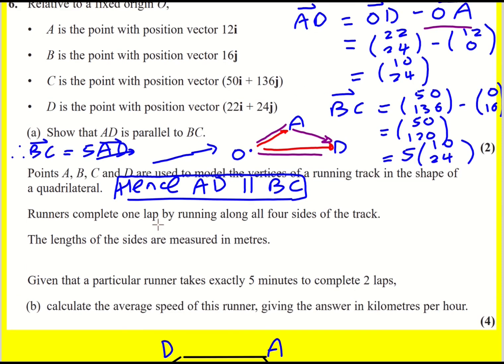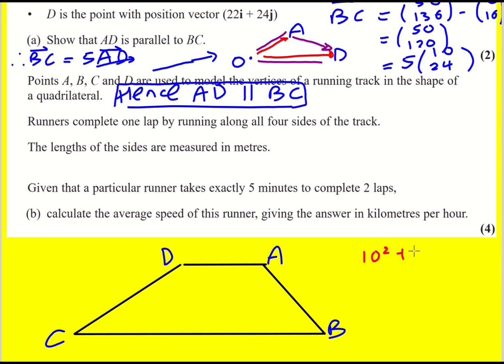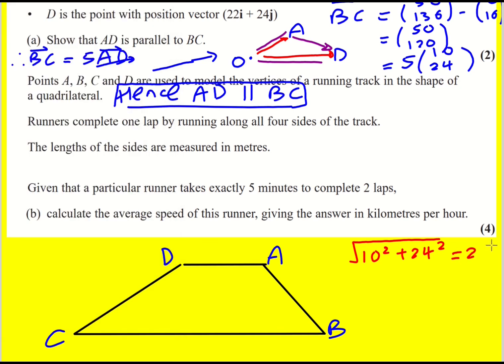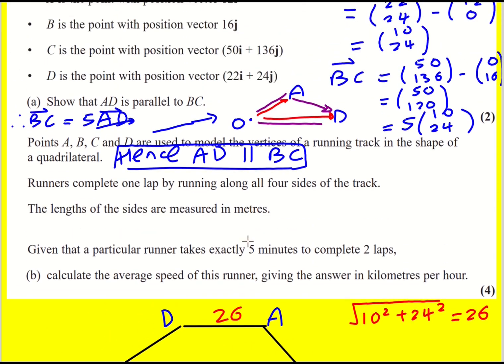Let's work out some of the side lengths. We've already got the vector AD. We can therefore work out the length: 10 squared plus 24 squared, square rooted. Use Pythagoras. 26. We could do the same for BC, but we've shown that the vector is 5 times as long, so we can just times 26 by 5, 130. Now I need to find out the lengths of the vectors AB and DC, so I'm going to need to actually calculate what they are.